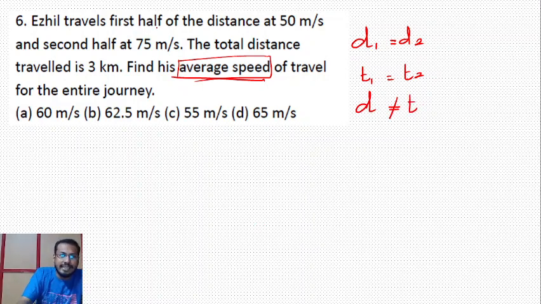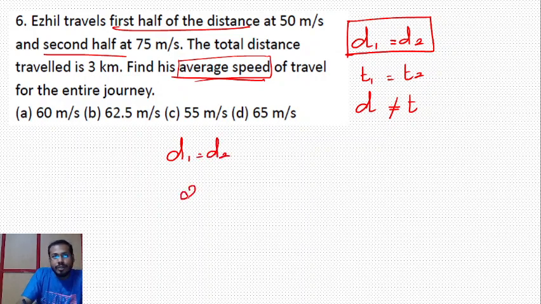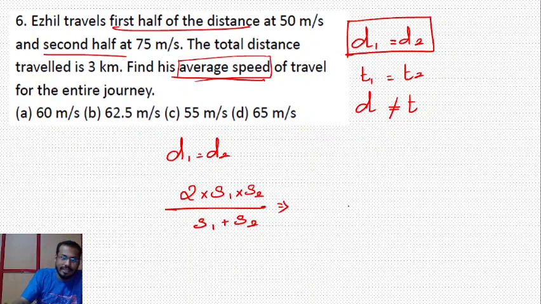Here they clearly say the first half of the distance and the second half. So here distance is constant. So if distance is constant, we have a separate formula: 2 s1 s2 over s1 plus s2. This is the formula for constant distance. Don't forget this most important formula.